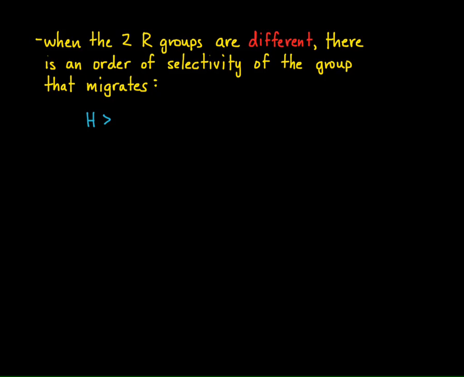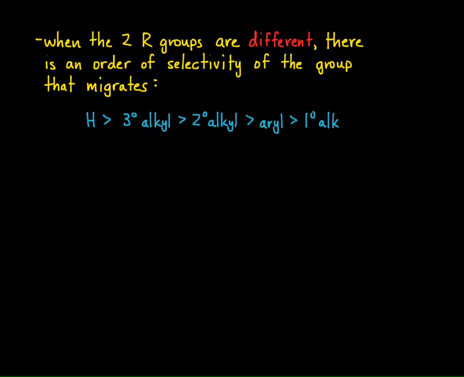And so if you have a hydrogen on a carbonyl, if you have an aldehyde, it's going to be the first one to migrate. That's followed by tertiary alkyl groups. So if one of the two R groups is a tertiary alkyl group, it's going to be the next to migrate, followed by a secondary alkyl group, which is actually followed by an aryl group. So an aryl group, right, benzene, its order of selectivity in this migration is actually after a secondary alkyl group.